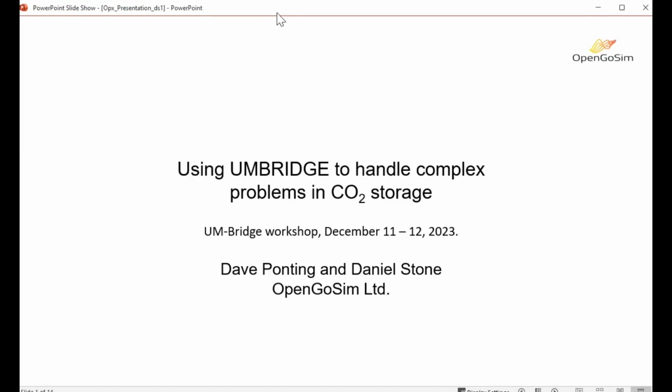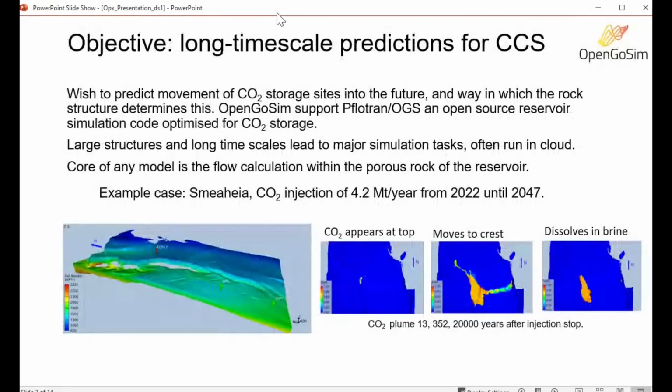Okay, thanks everyone. I'm going to talk about using Umbridge and task communications to handle complex problems in CO2 storage. So I'll just introduce the issue here. We're trying to predict what's going to happen to CO2 in underground storage sites long into the future, and the way in which the rock structure determines this.